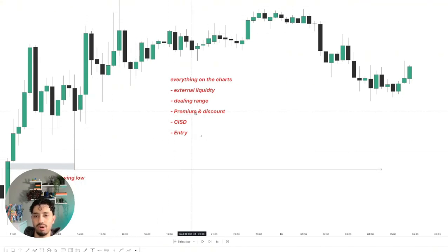So this is now our external liquidity. And what also does this become? This now becomes our dealing range. So we have our external liquidity, which is buy side liquidity above this high that I'm pointing at right now, and we have sell side liquidity below this low that I'm pointing at. So these are our external liquidity pools and then our dealing range. So what do we do now? We wait for one side of the external liquidity to be taken. If we don't take out one side of the external liquidity, you don't do anything.